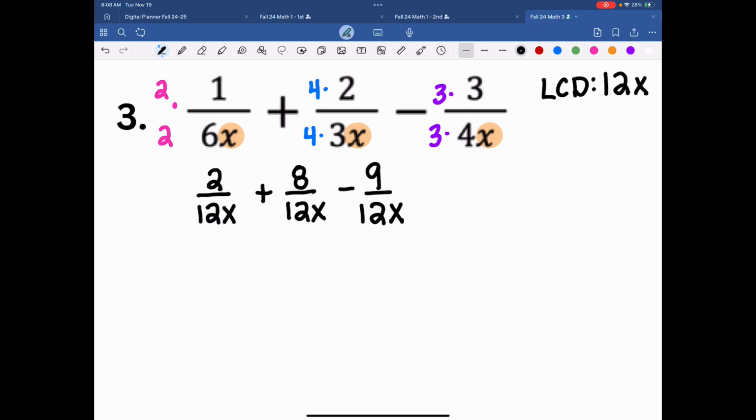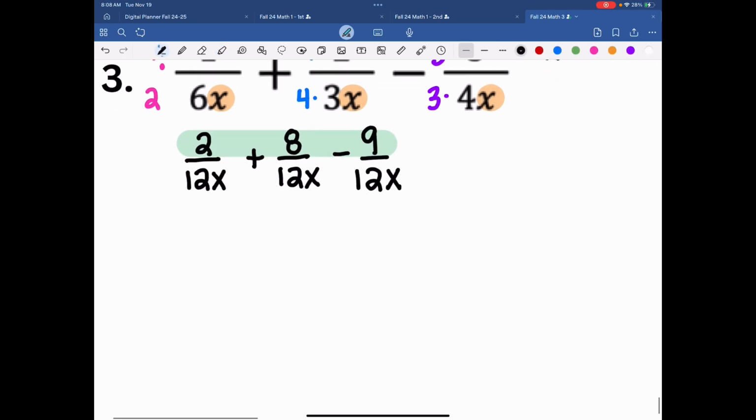And then again, we can now add and subtract our numerators. We have the same denominator, so we have 2 plus 8 is 10, minus 9 gives me 1 over 12x.